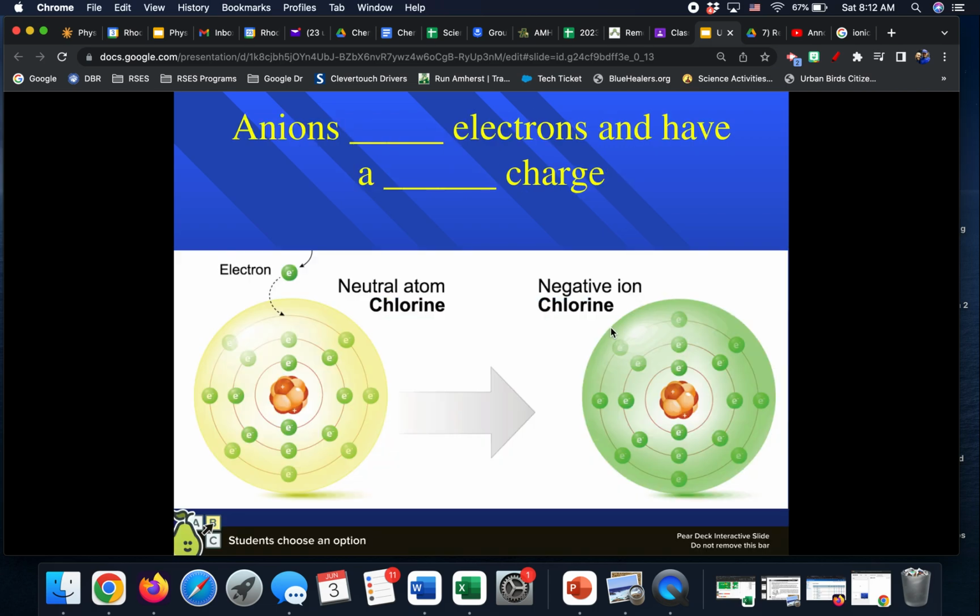Anions blank electrons and have a blank charge. Remember, N for negative, a negative charge. So this is negative. And how do you get negative charges? You gain negative electrons. So gain here and negative there.